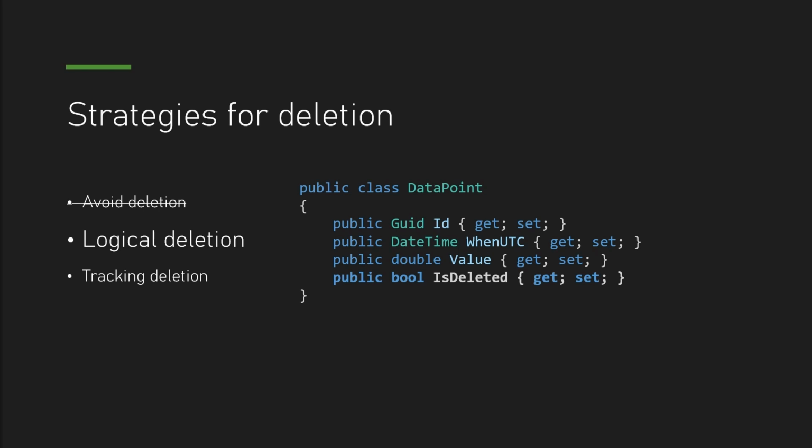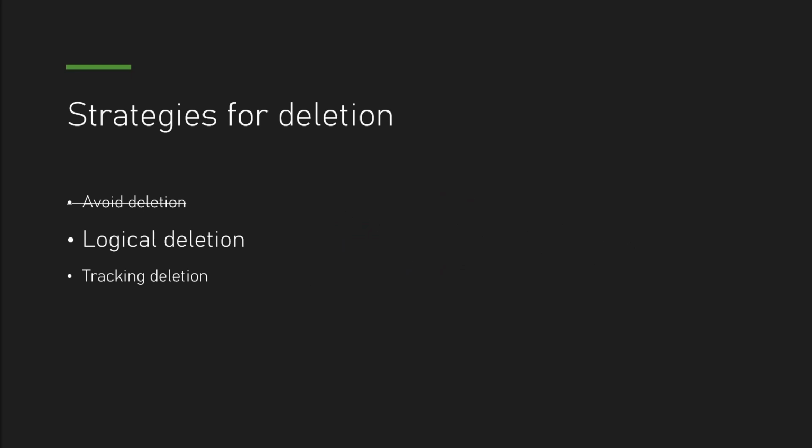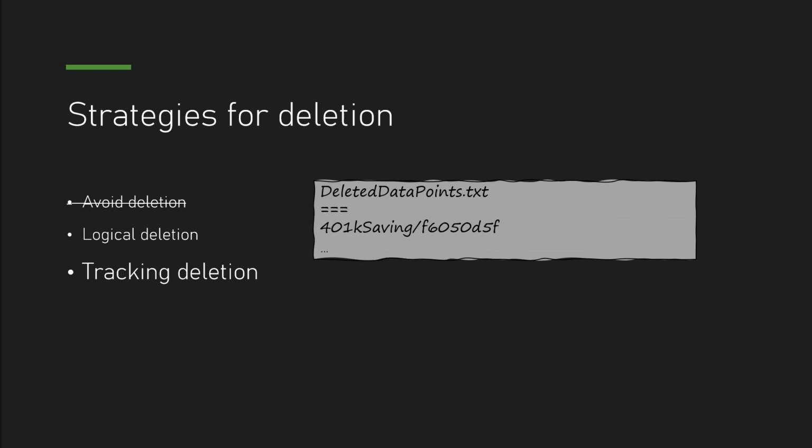Let's go over the third strategy first, and that is tracking deletion. That is, to use a separate file to track deleted data. It's kind of like having a recorded deletion. As long as we keep the integrity of the deleted data points.txt in this case, it seems like this strategy will work for us as well. However, the precondition to keep the integrity of the record file is not easy. Let's go deeper, shall we?